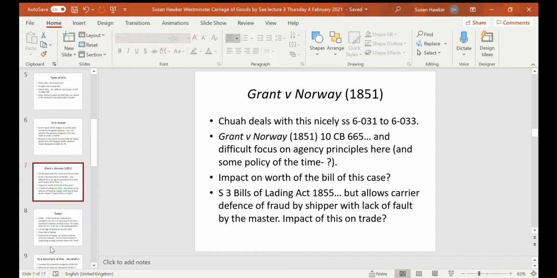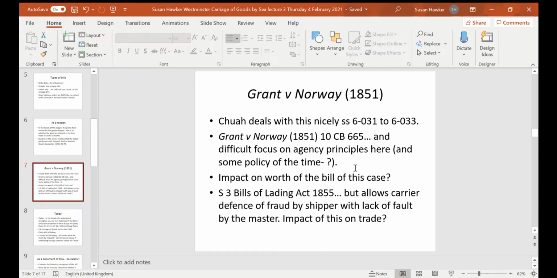And just after Grant and Norway, note the date, 1851, so this was not a case where the consignee sued the carrier under the Bills of Lading Act, because the Bills of Lading Act didn't exist at the time. He would have brought a claim against the carrier under the implied contract theory, on which the Bills of Lading Act was based. And to mitigate the harshness of Grant and Norway, Section 3 of the Bills of Lading Act 1855 says that the bill of lading actually is conclusive evidence of the contract of carriage.